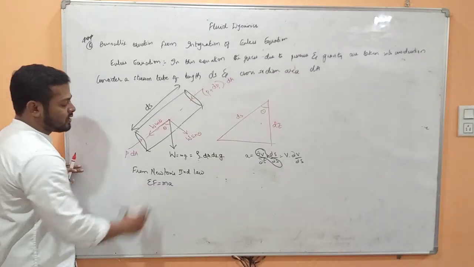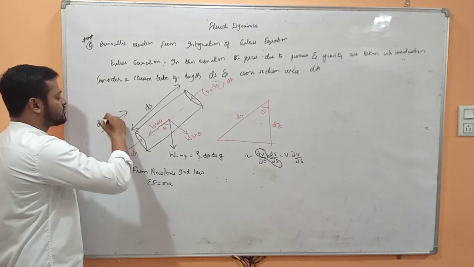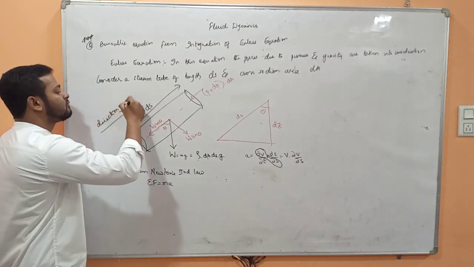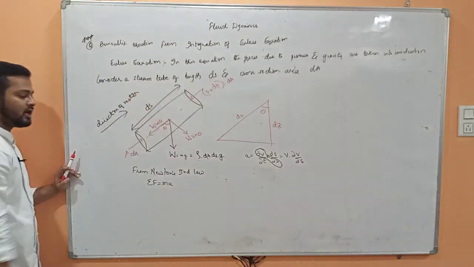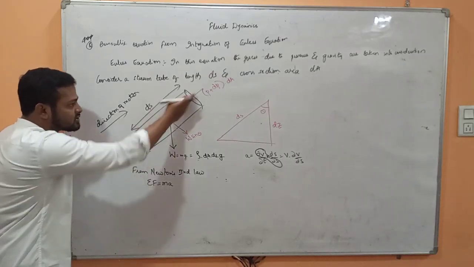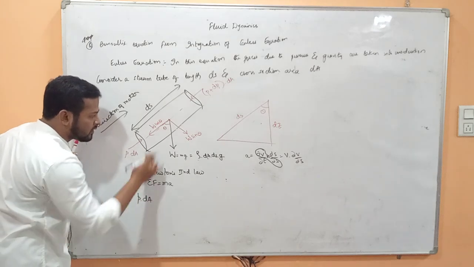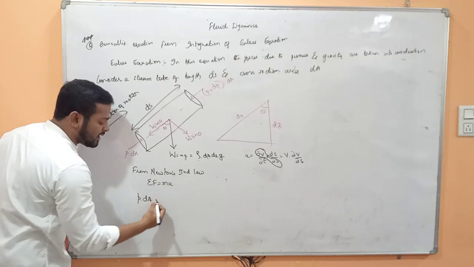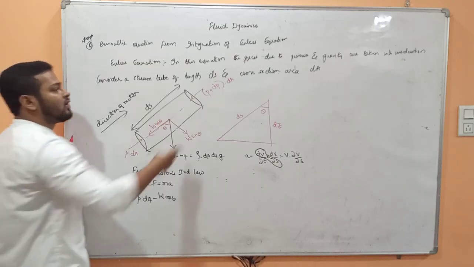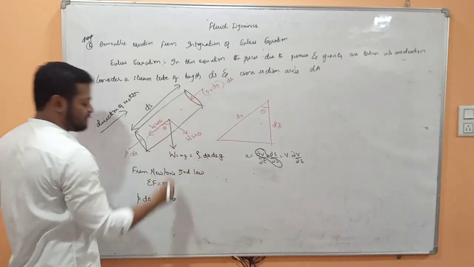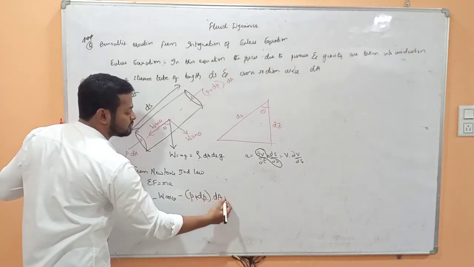So sigma F is equal to ma. So forces in the direction of motion. This is the direction of motion. The fluid is flowing in this direction. So this will be the positive direction and the opposite direction will be negative. Along the positive direction we have one force, which is PdA. In the opposite direction we have one force, which is minus W cos theta, because it is in the opposite direction we take it as minus. One more force in the opposite direction is minus (P plus dP) into dA.